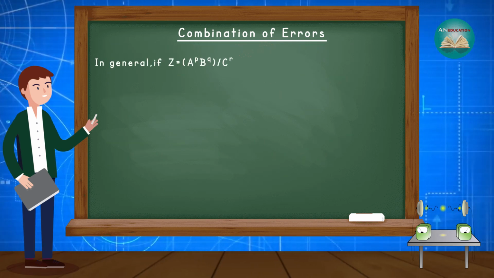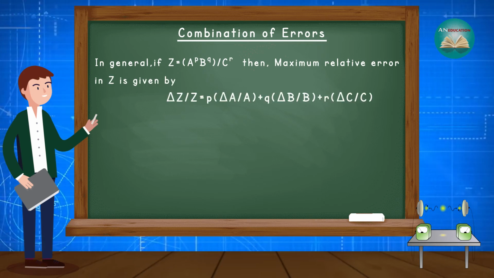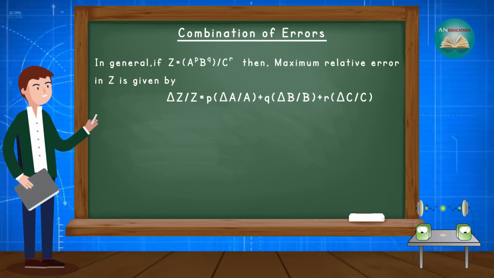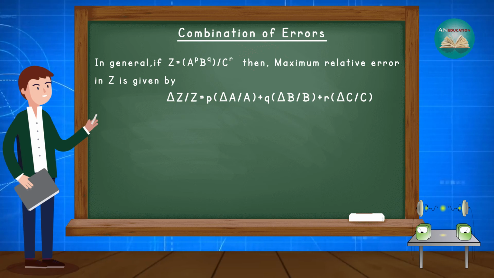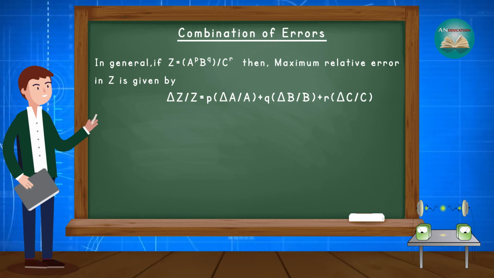In general, if capital Z is equal to a power small p, b power small q upon c power small r, then the maximum relative error in capital Z is given by delta Z by Z is equal to p multiplied by delta a by a plus q multiplied by delta b by b plus r multiplied by delta c by c.